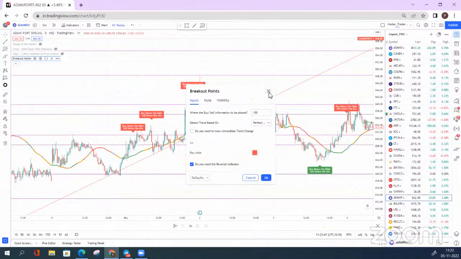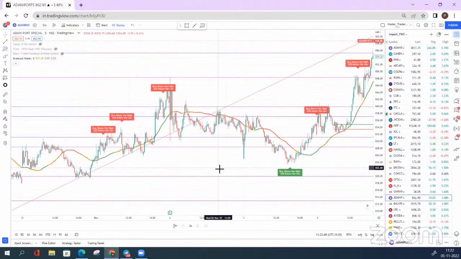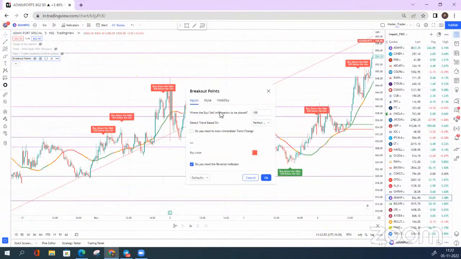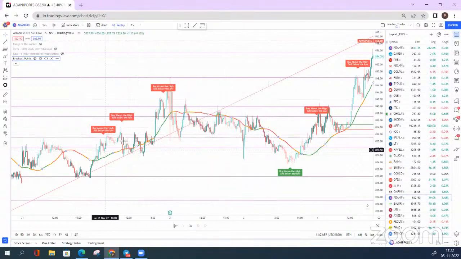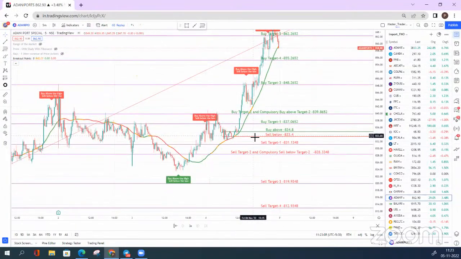See, my chart is now clear. It doesn't have anything, it's a very clear chart. I removed the immediate trend too. So we have one trend line, the candle, and then you have the levels, and it will give you where to buy at the levels.